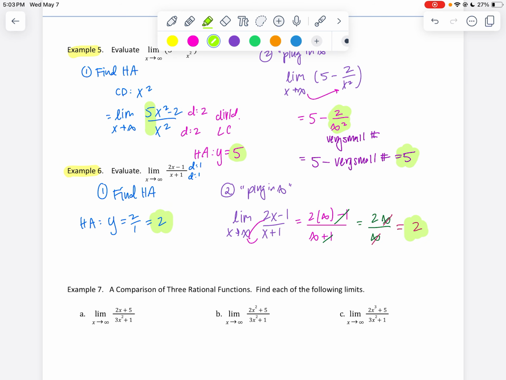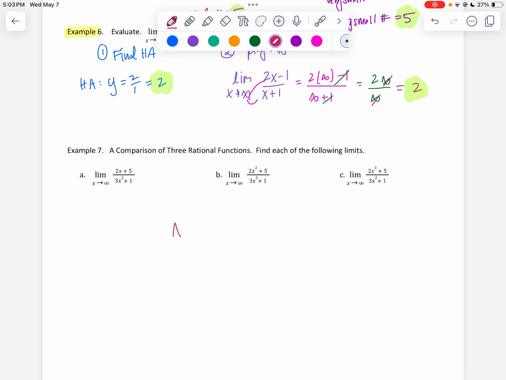Same exact thing. All right, I can trust you guys. You can go ahead and look at the answer key for these.